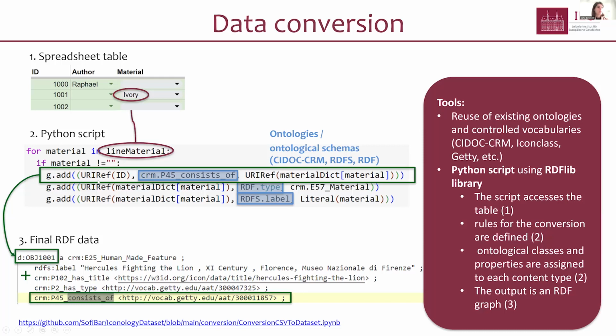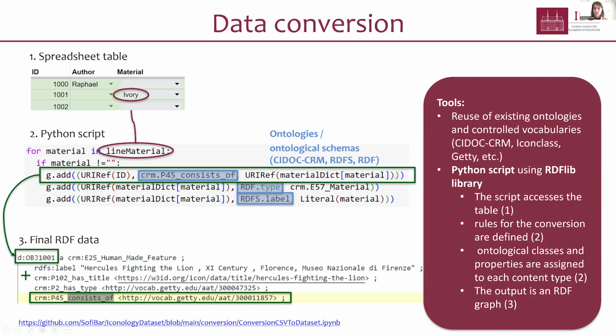So in this case, the subject, the ID of the artwork, is linked through a relation reusing the CIDOC CRM ontology, which is the standard for the museums domain, and expressing the material of something. And then this Ivory is the object of our triple.